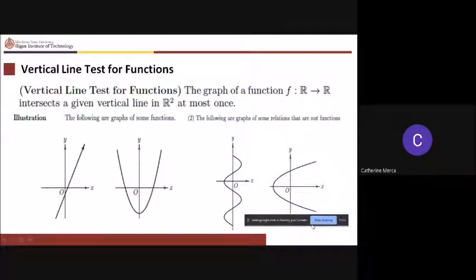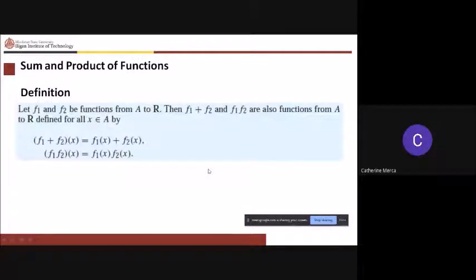Okay? This is the surest way to determine whether it is a function or a relation. You would also sketch if given an equation, but if the drawing is given, it is very easy to identify. Okay? So, you should know this. Next would be what we call the sum and products of functions.